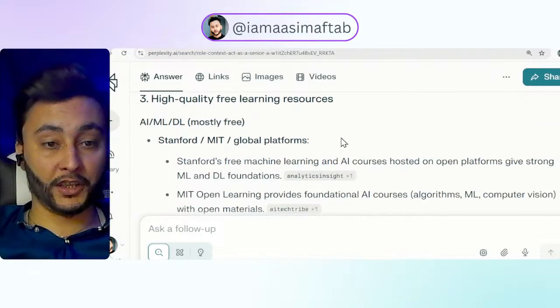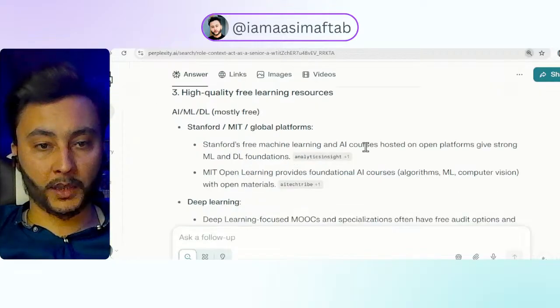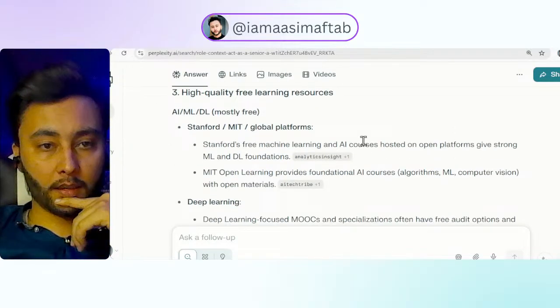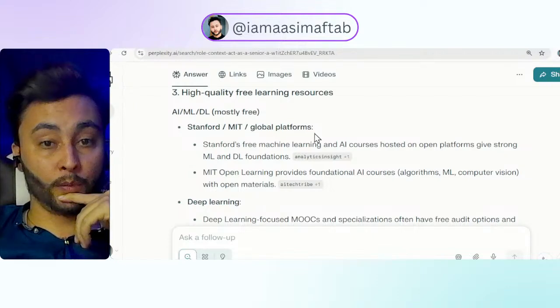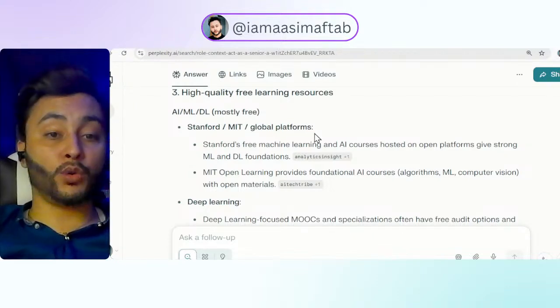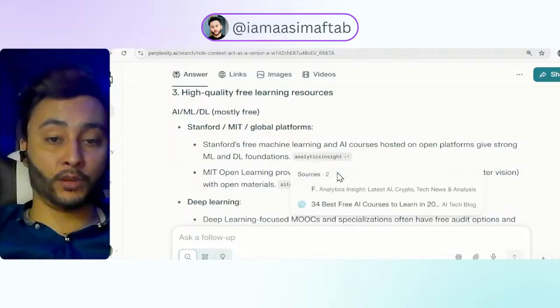High-quality free learning resources. Here's the cooler part: the free learning resources for AI, ML, and DL are mostly free. Stanford and MIT courses are available on YouTube and on these websites.